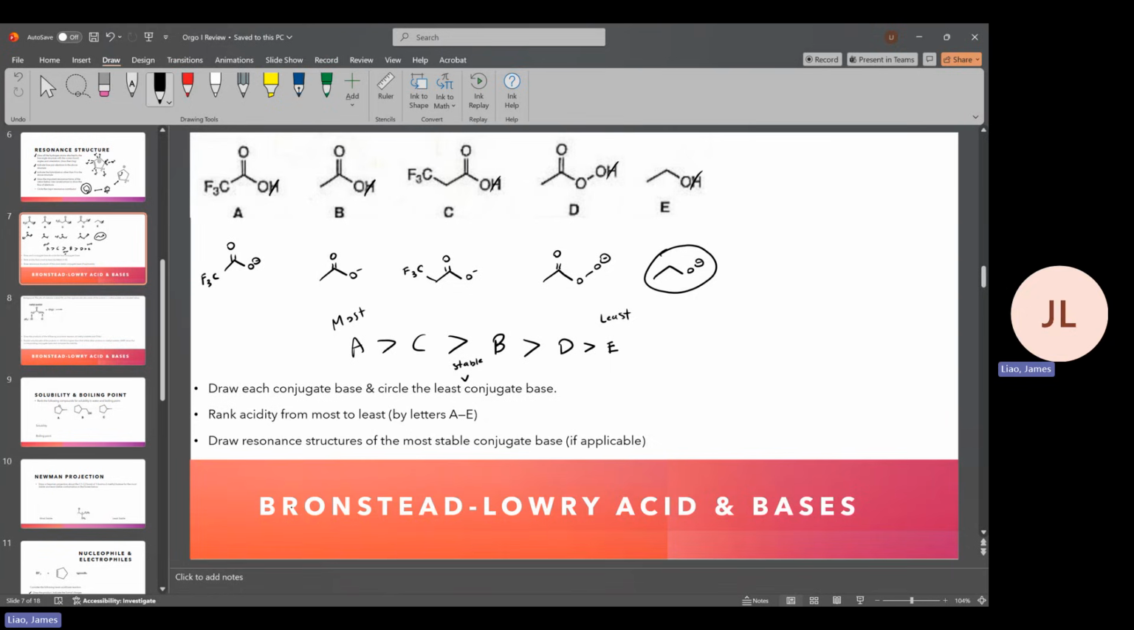Finally, we need to draw the resonance structures of the most stable conjugate base. Which means it's the most acidic material. So we have our molecule A, F3C, O minus, and then O. We need to show the arrow pushing. So I'm going to do my lone pairs, push this, and since we cannot break sigma bonds, because a carbon can only do 4 bonds, not 5, we're going to go ahead and push this back, and to show that, the resonance structure looks something like this.